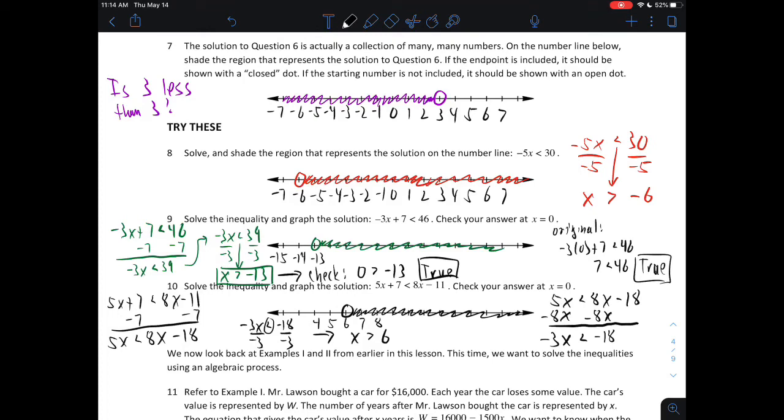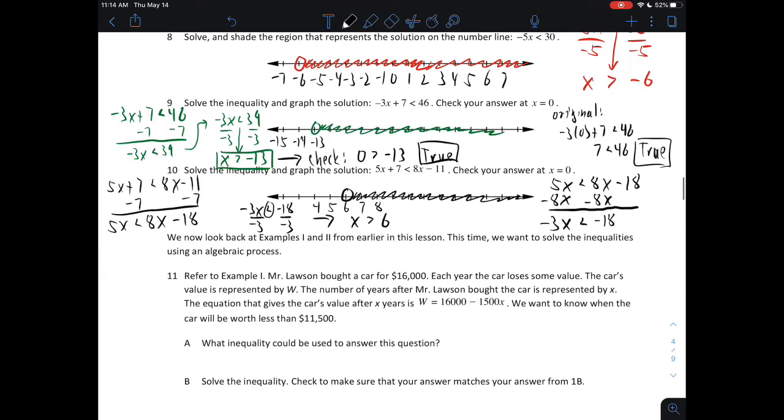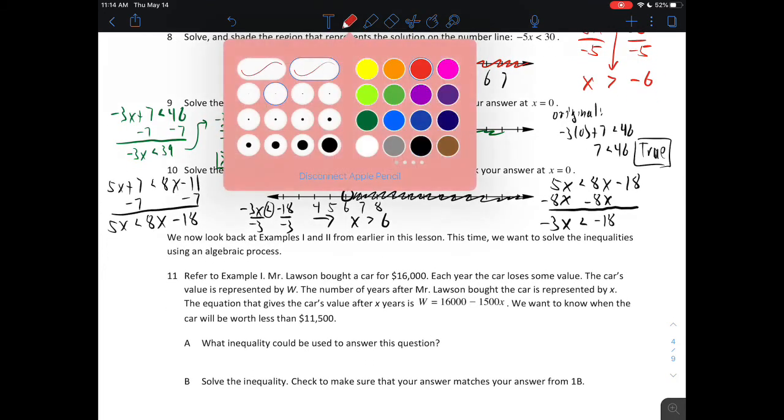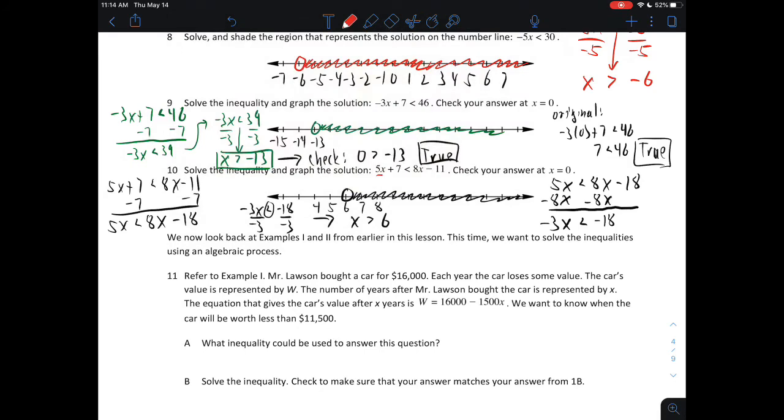So now let's see about our solution for number 10. For number 10, if you were to put 0 in for x in the original inequality, that means that you would have 5 times 0, which is 0, plus 7, which is 7. So at x equals 0, you would get 7 on the left-hand side, and then on the right-hand side, you'd have 8 times 0, which is 0, minus 11. 0 minus 11 is negative 11. And I'm just checking things, so I'm just plugging in numbers. That means that the inequality sign would still be as it was in the original inequality, less than.